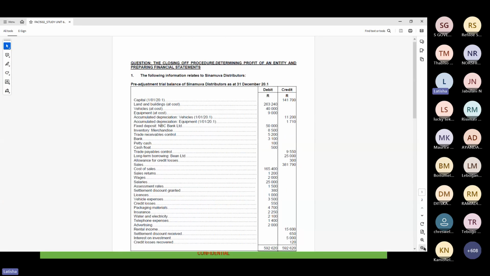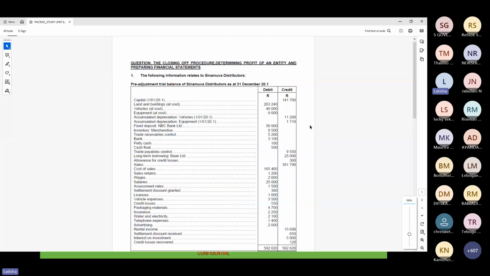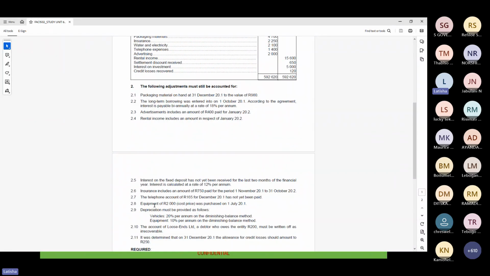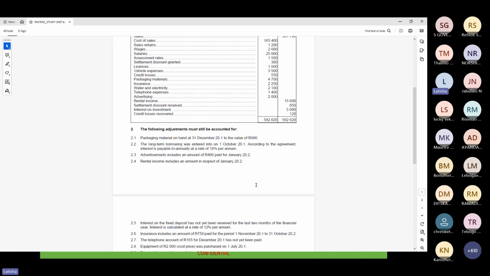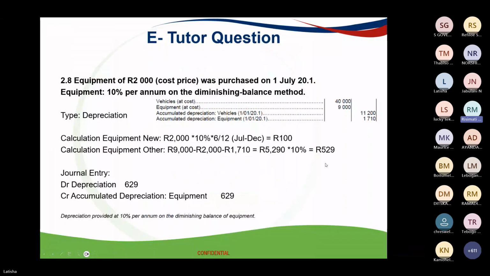Yes, that's a good way of rephrasing it. Thank you for that. So if we just look at the pre-adjusting trial balance again, it tells us it's as at the 31st of December. And if we look at equipment, the value is 9,000. And in the additional information, they tell us that equipment of 2,000 was purchased in the year. So if the pre-adjusting trial balance is already at the 31st of December, the 2,000 must have been recorded in this number. Okay. Thank you for the clarification. Sure.